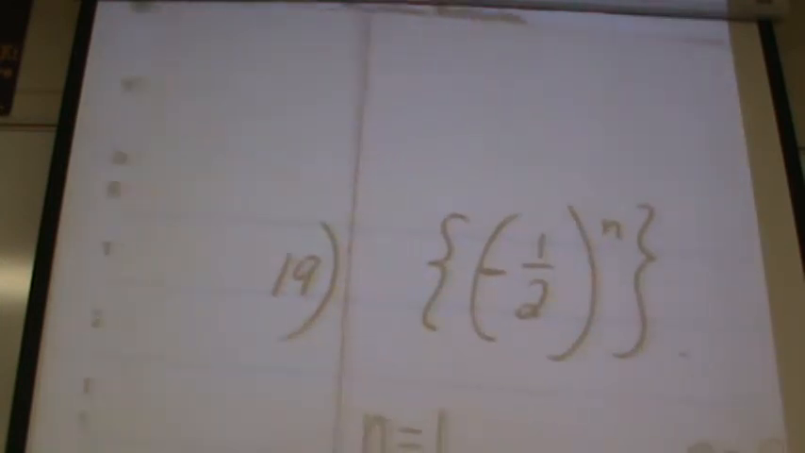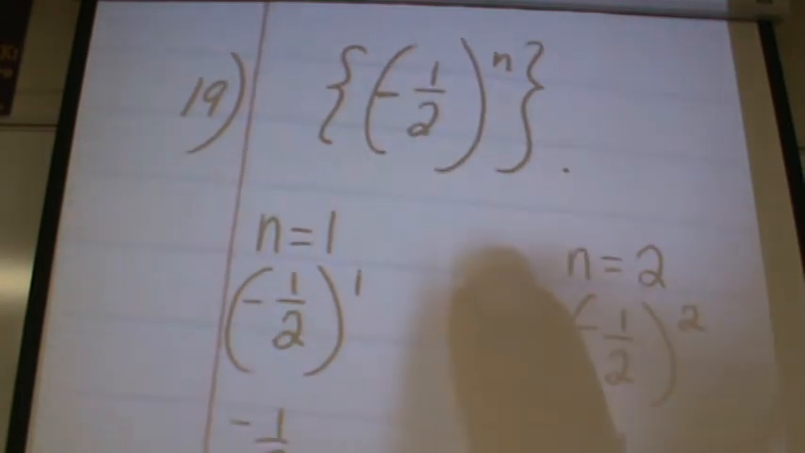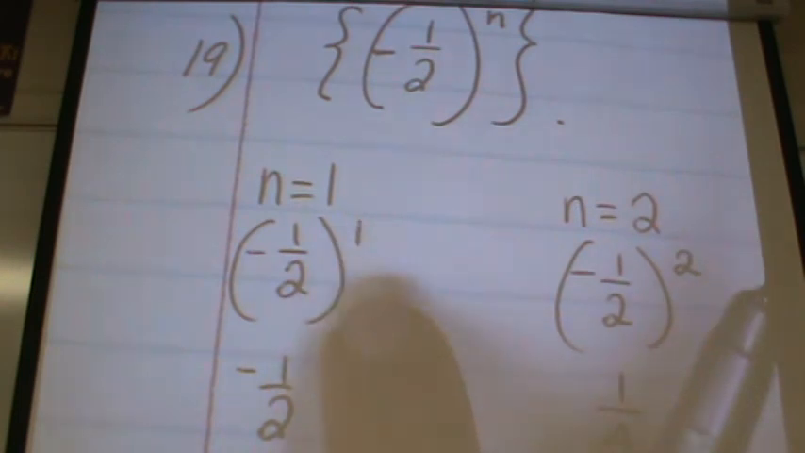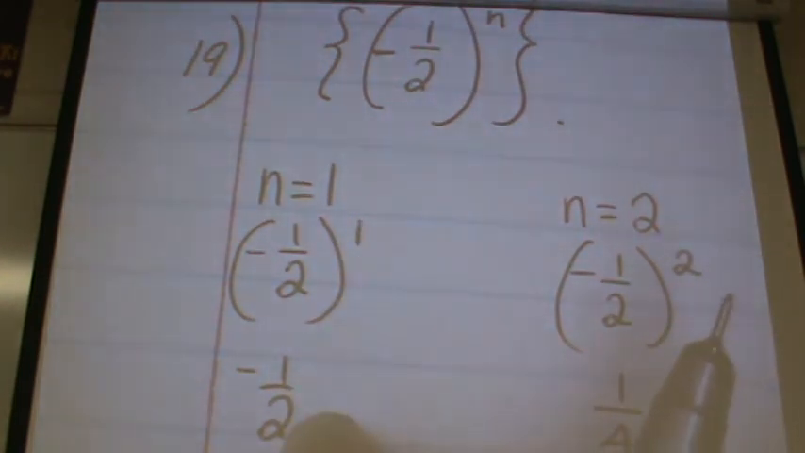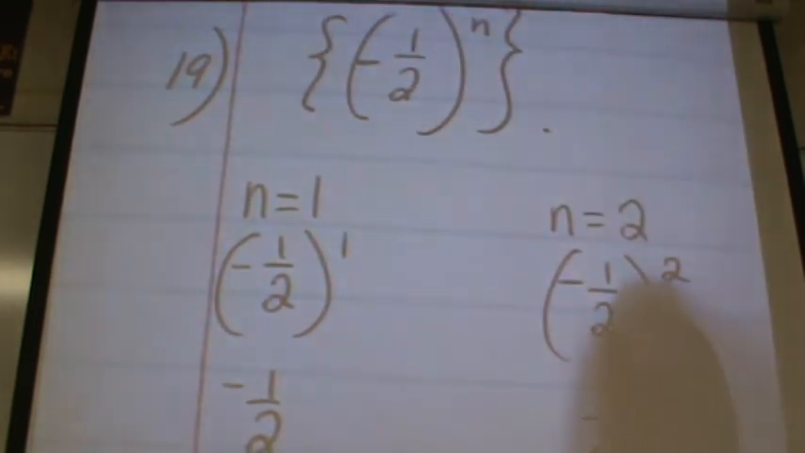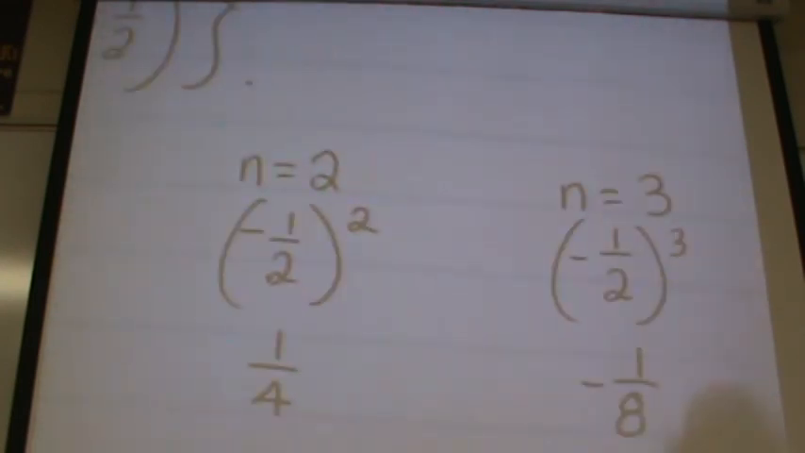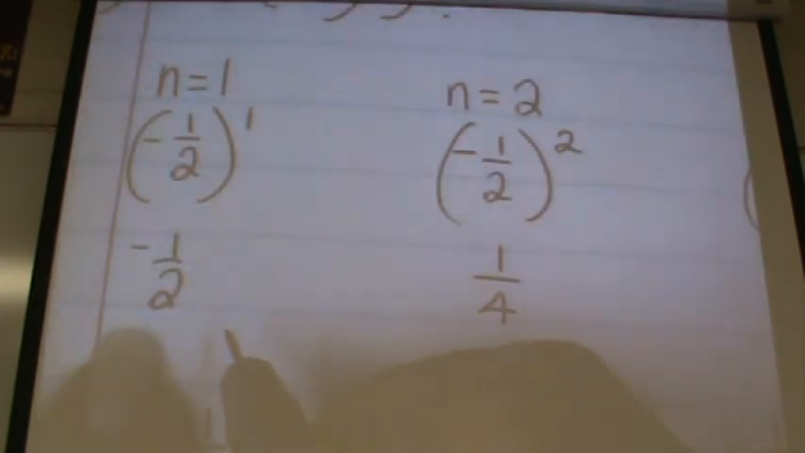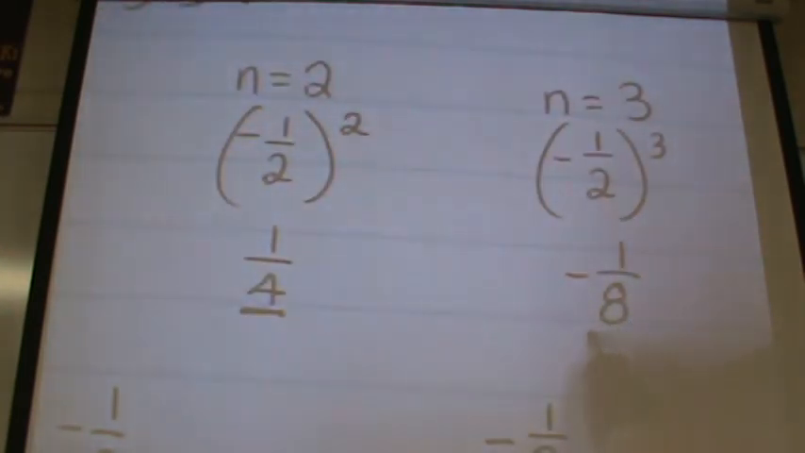I have it right here. Here's the expression that they give you. So if I say let n equal 1, if I plug a 1 in here, I get the first term is negative 1/2. When I plug a 2 in, I get negative 1/2 squared is 1/4. When I plug a 3, I get negative 1/8. So what you're going to do now is figure out what the common ratio is.